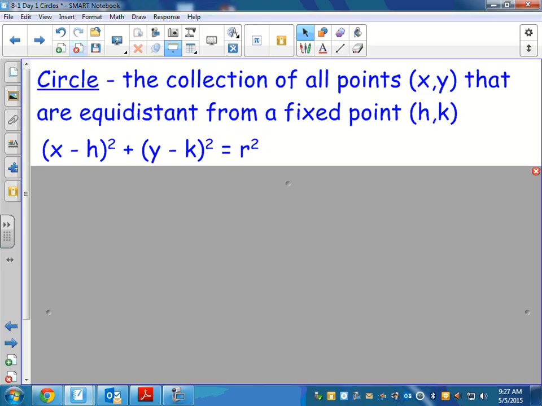Know these equations. You're going to see that the equations are all very similar. Every conic section is going to have an x minus h and a y minus k, because that's going to be the center, and then we're going to have other stuff depending on what it is.